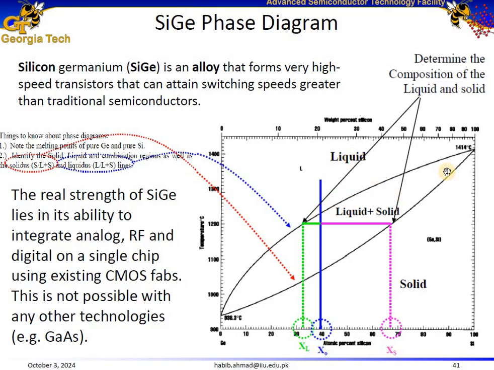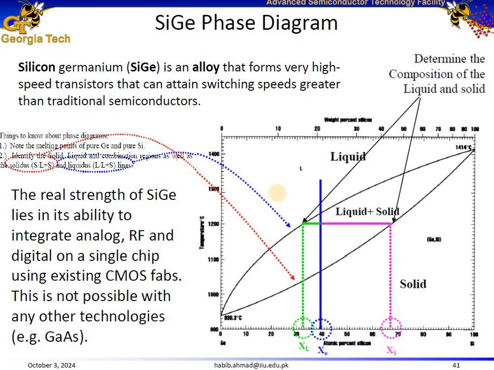Also, if you notice, we have a boundary line between the solid region and this mixed region, and a boundary line between this mixed region and the liquid region. This line over here is called the solidus line, and this line at the top is called the liquidus line. The liquid section is the upper section in which the silicon germanium is fully in the liquid phase. The solidus line indicates the temperature below which the alloy is completely solid. Similarly, the liquidus line indicates the temperature above which the alloy is fully liquid.